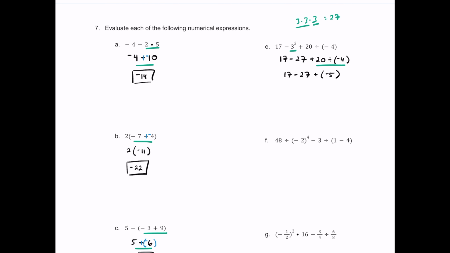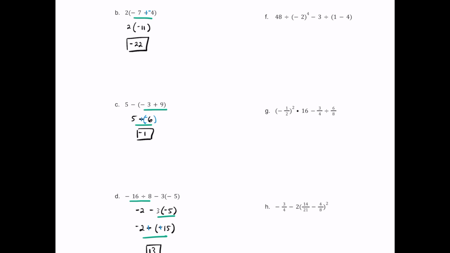Then we have addition and subtraction, but they're equally important, so we'll just go left to right. 17 minus 27. You can keep change flip if you want, but I know it's just 27 minus 17, which is 10, and just make it negative. So I'm just going to go ahead and do that. Again, it's your preference. You don't have to keep change flip if it makes sense to you. And then negative 10 plus negative 5 is going to be negative 15. Cool. So that's E. Let's go on to F. For F here, we should start with parentheses over at the very end. So 48 divided by, I'm just going to copy this down.